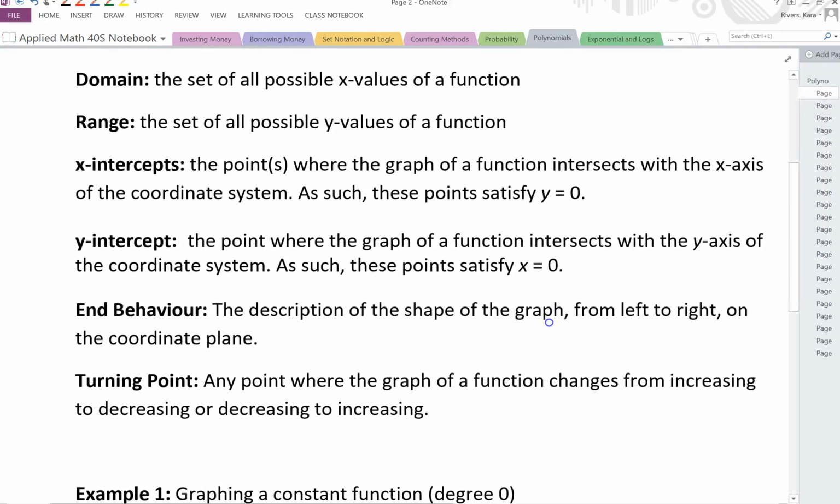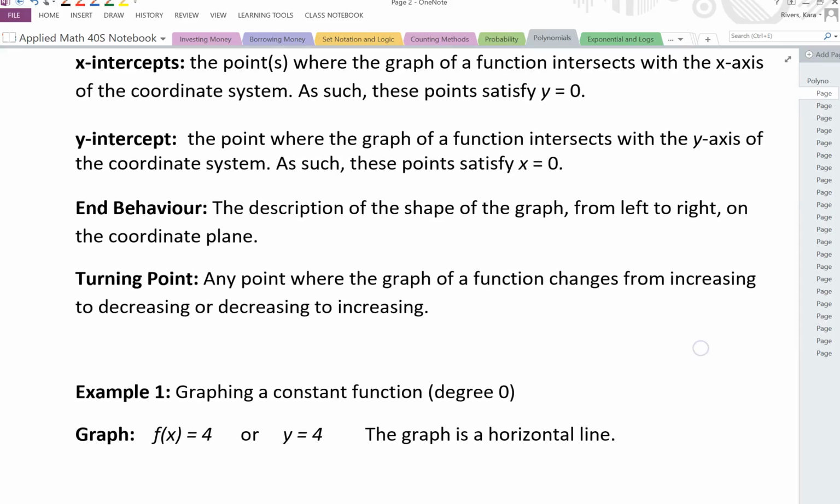Now, x-intercepts, where the graph crosses the x-axis, this is when y equals 0. Y-intercept is where the graph crosses the y-axis and where x is equal to 0. And I'll show you how to set those and find those using our graphing calculators. So make sure you have those ready for when we get to that point.